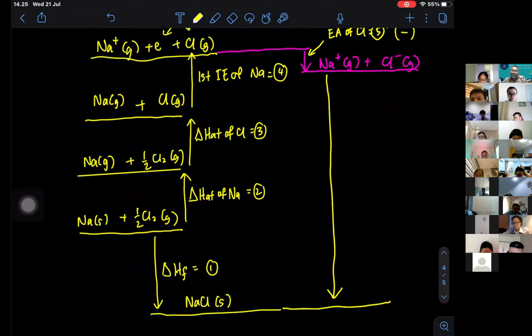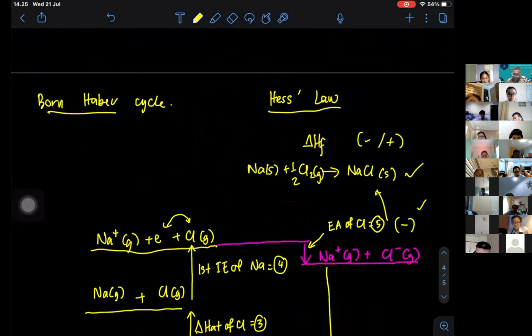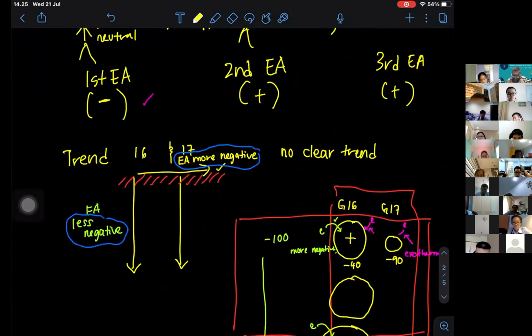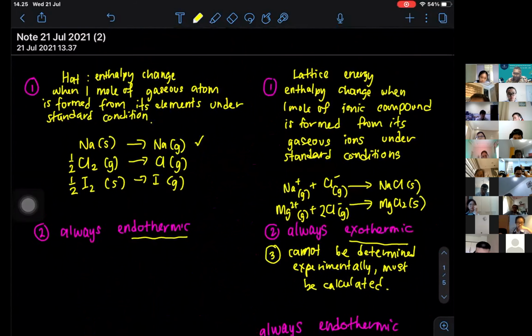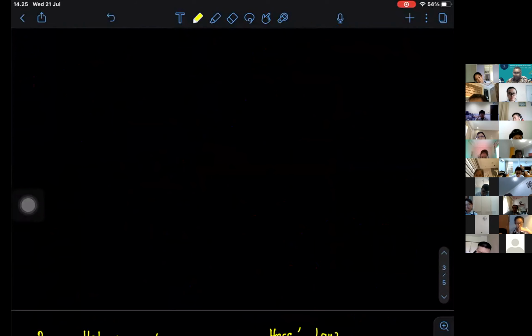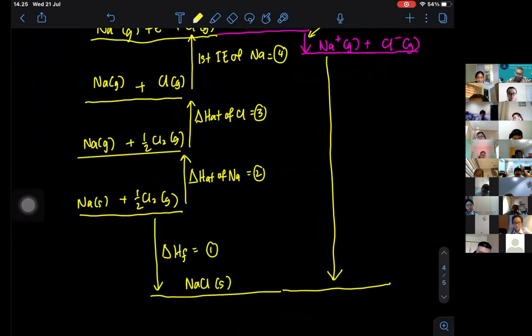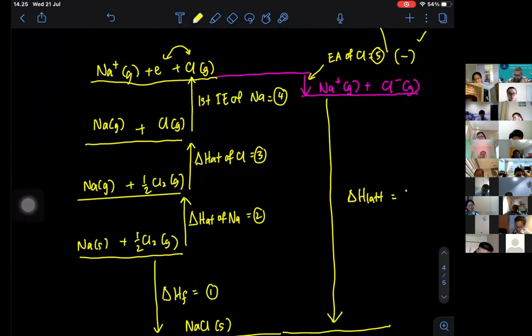What is that, Jonathan? Enthalpy of what? Formation? No. Enthalpy of formation is from its elements. This one is from gaseous ions. Is it lattice energy, sir? Yes, this is lattice energy. Gaseous ions forming the solid. This is the one that we are looking for actually. So I'm just putting it as H lattice, number 6.